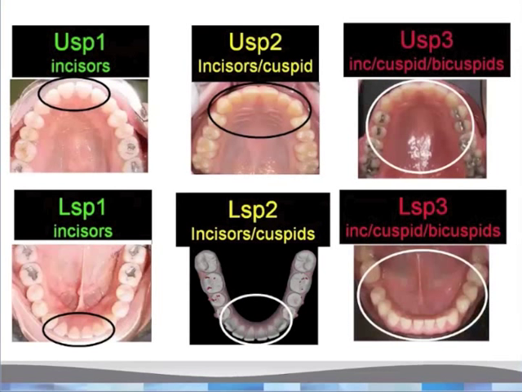If the problem is not crowding, but that is spacing, it's the same thing. You're looking at incisors only, would be an assessment of 1. Incisors plus cuspids would be a classification of 2. If it includes the bicuspids, then it's a classification of 3.